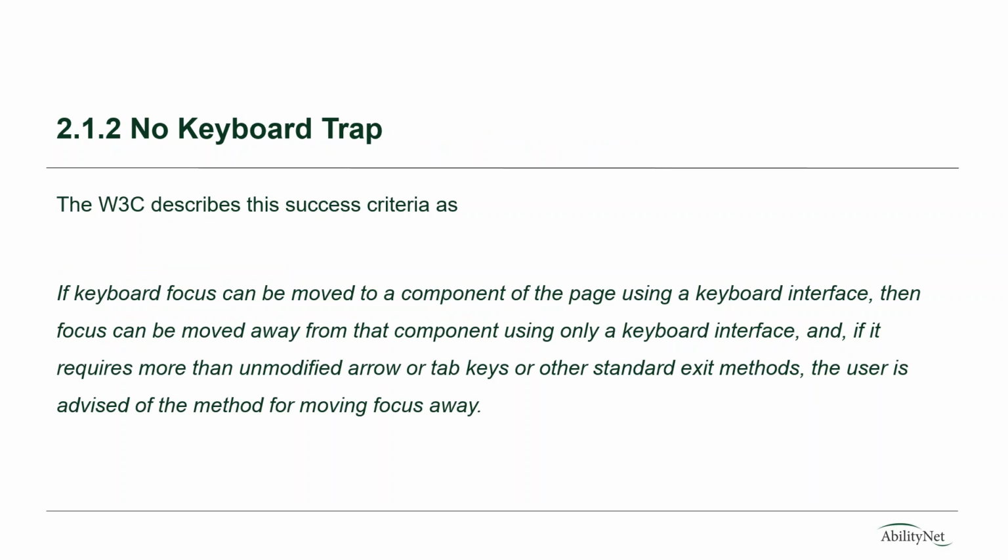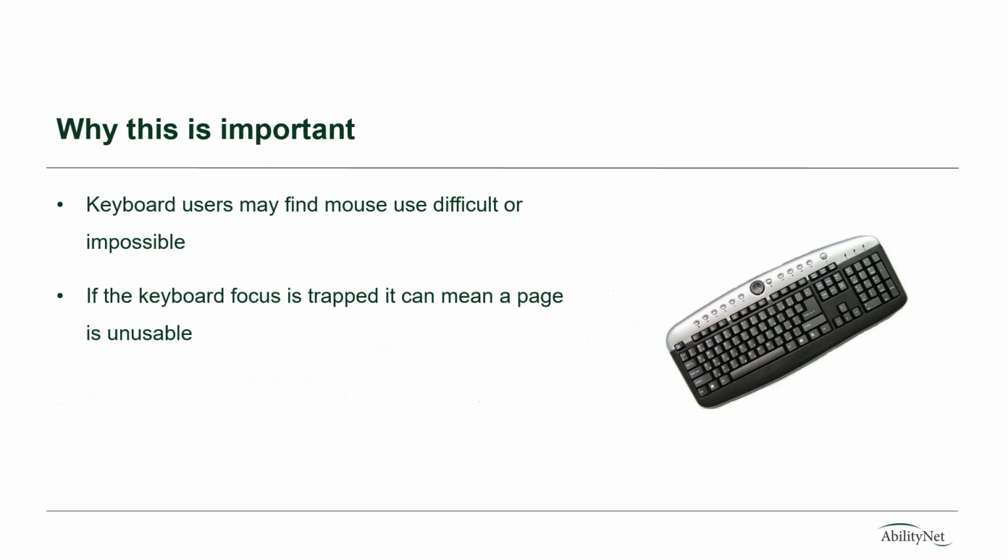So moving on then, 2.1.2 is no keyboard trap, and really this can be summarized as: if you can tab onto something, you should be able to tab away from that something. This can be a real problem where you have perhaps a media player or a scripted control that you can tab onto, but then the script doesn't work properly and the focus is trapped on a control.